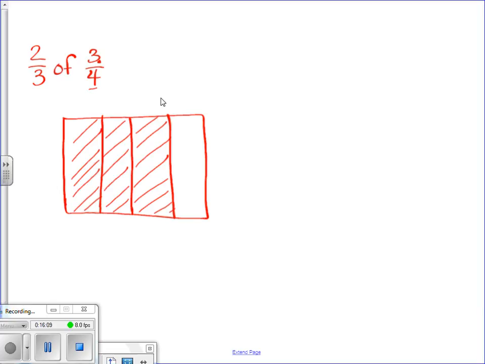We have 3/4. Then I'm going to go sideways. I'm going to cut across with 3 thirds.